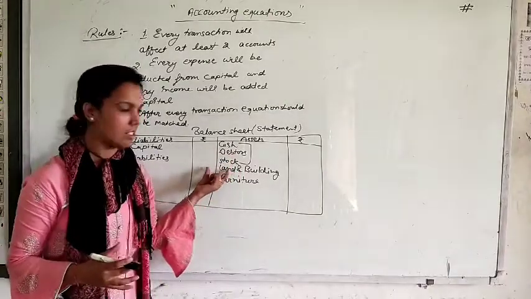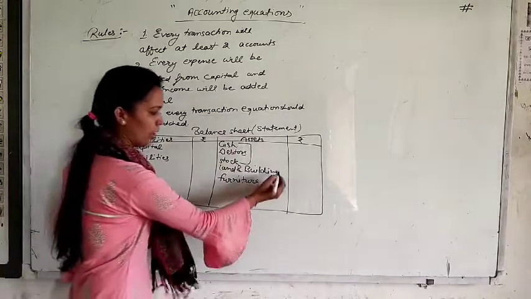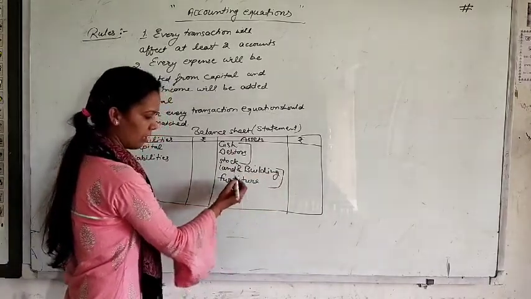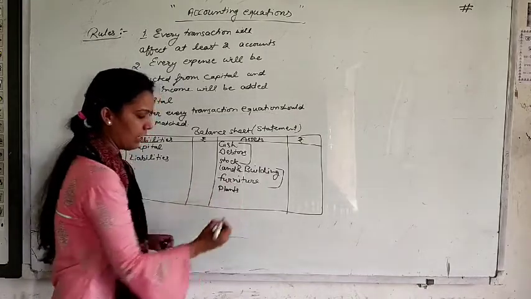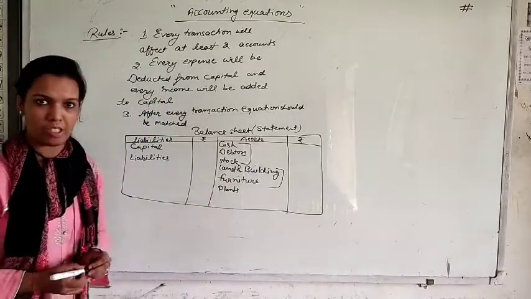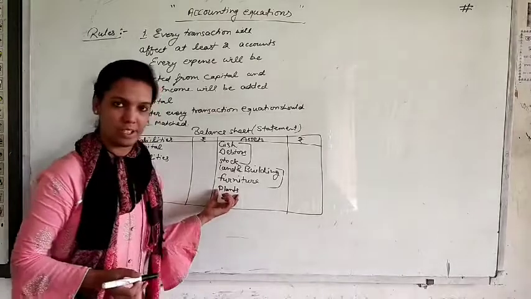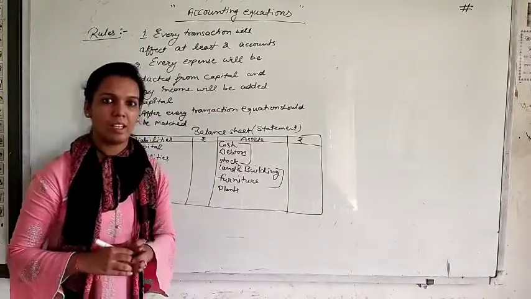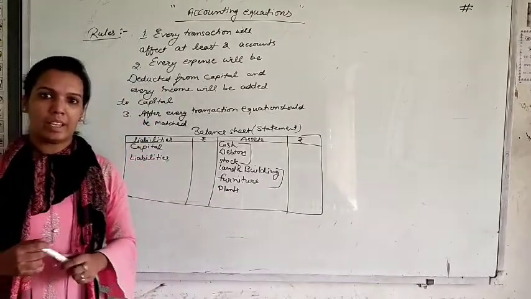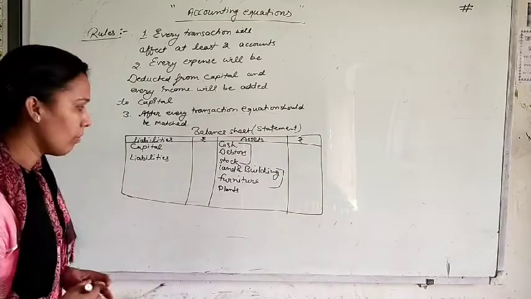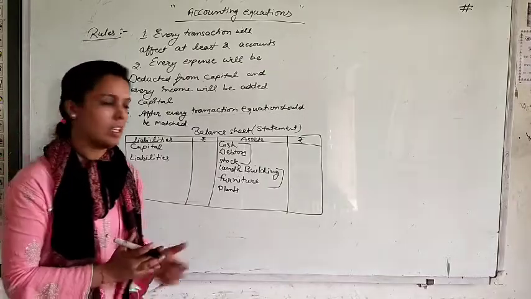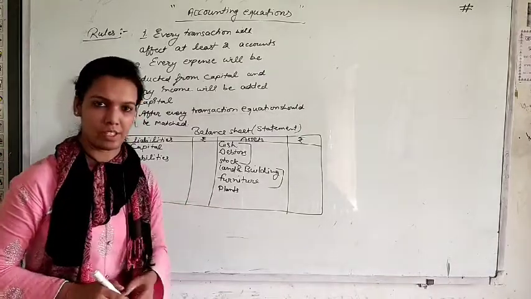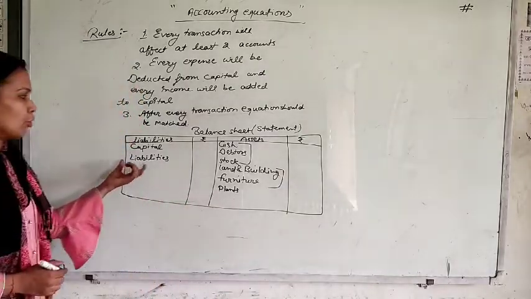And land and building, furniture, out of these 2 assets, some more assets can be classified here, like plants, machineries. These are also part of fixed assets. Fixed assets are those that cannot be converted into cash within 1 year, that are held for a long time in a business, and can be classified as fixed assets. Okay. Let's move to liability side.